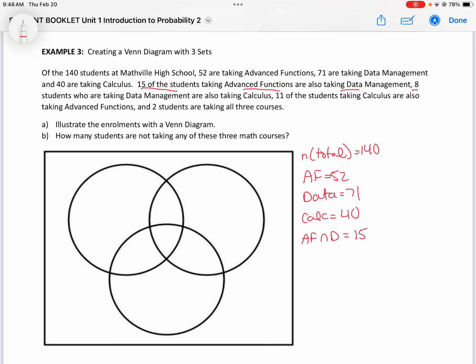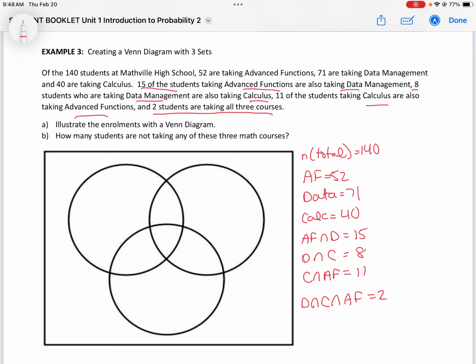8 are taking data and calc. So data and calc, and that's 8. And 11 are taking calc and advanced functions. Let's go 11. 2 students are taking all 3. So data and calc and advanced functions is going to be 2 students.